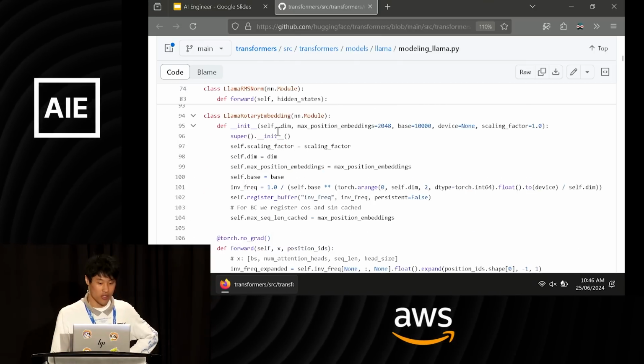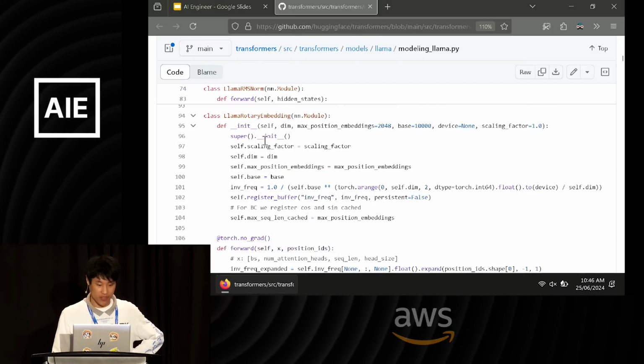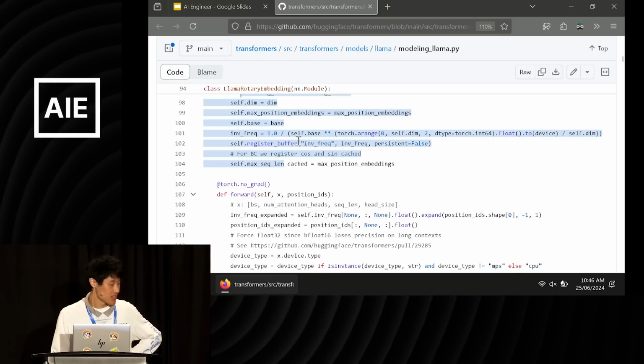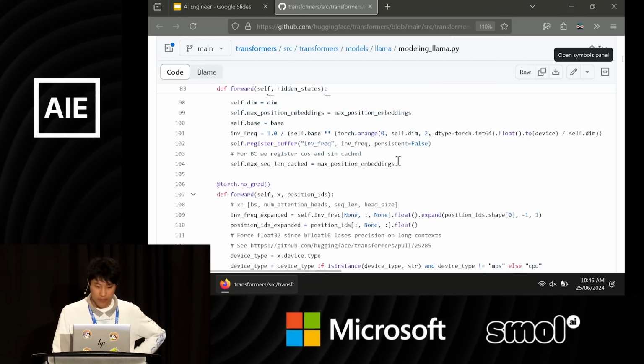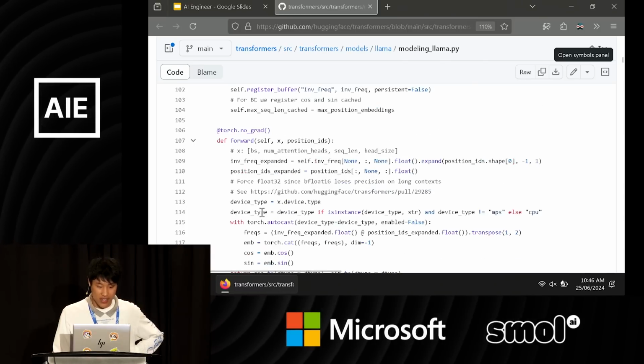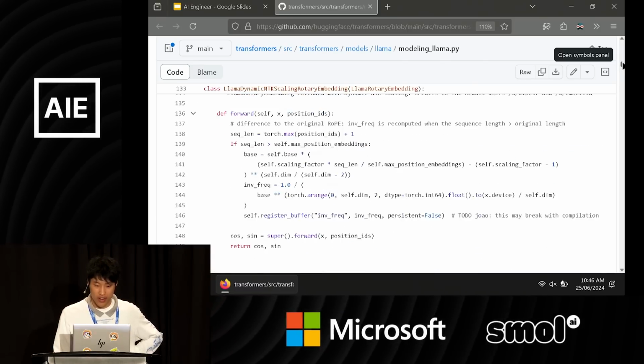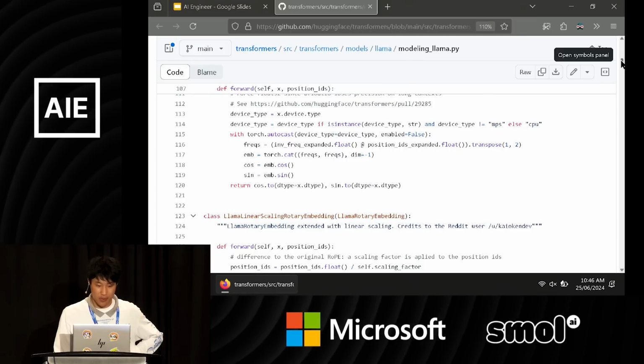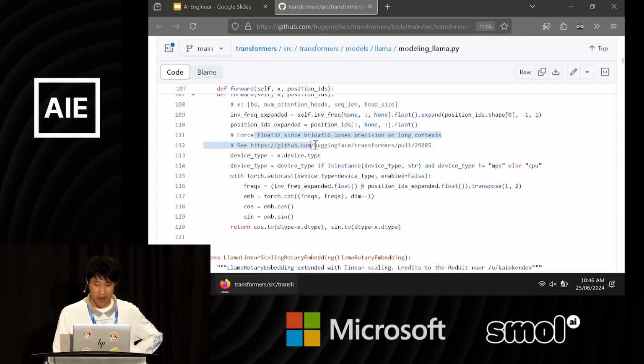The rope kernel, the rotary embedding, is a rope kernel. This is just setting stuff up. This is setting stuff up. Forward: this is the most important component, which is the forward component. Now, don't get scared by this. That's because we fixed a bug. This is actually our bug fix that we did.